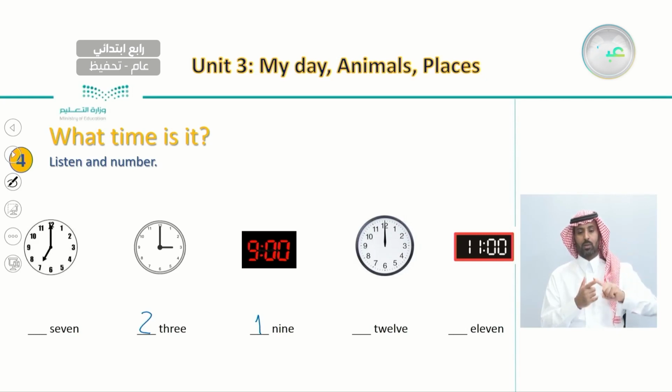The other time is 11 o'clock. So where can we see 11 o'clock? It is the last one. So here we go and we write number 3.